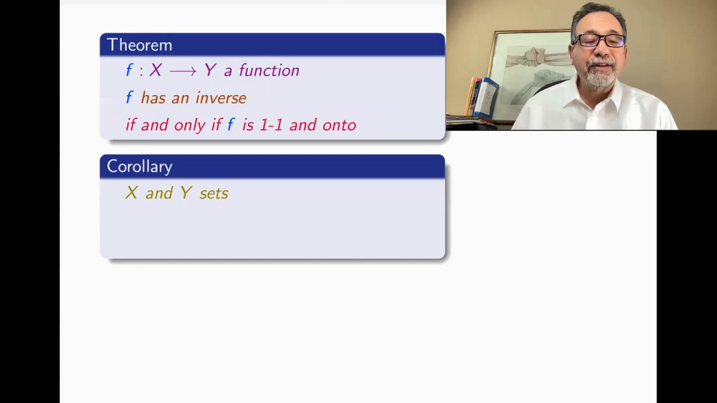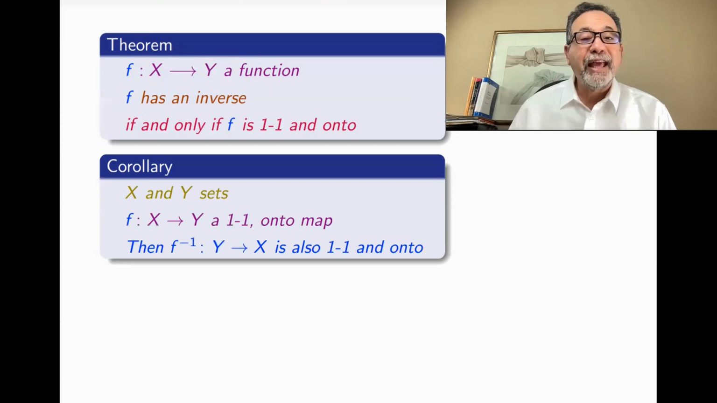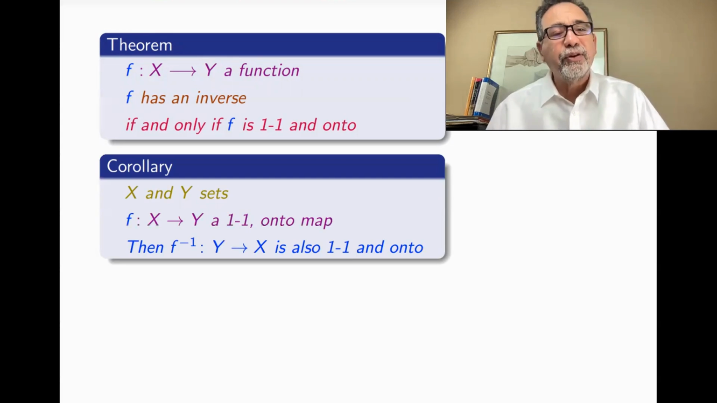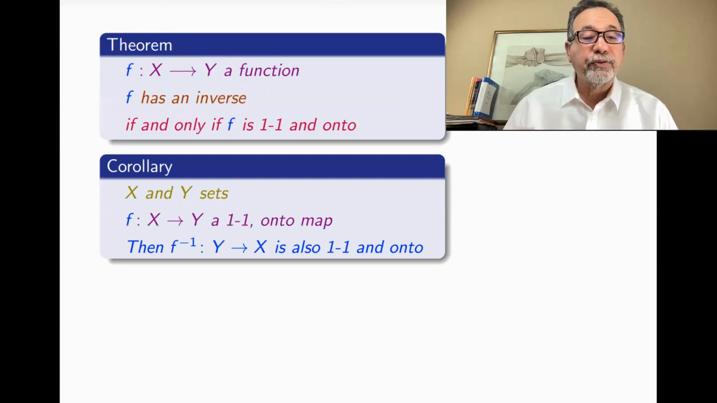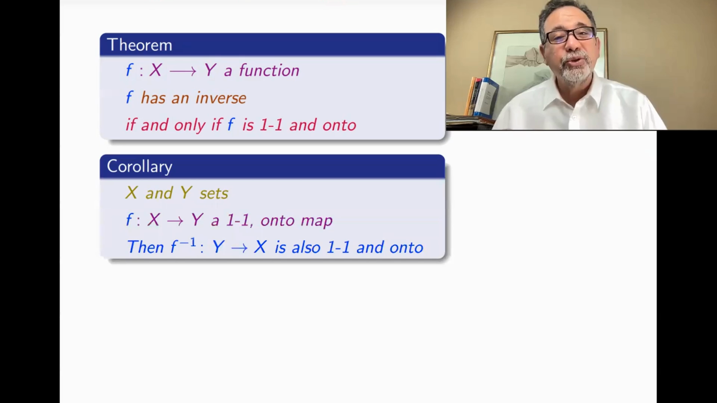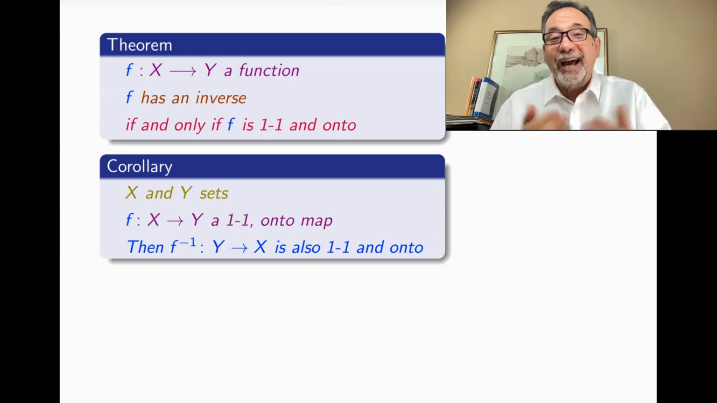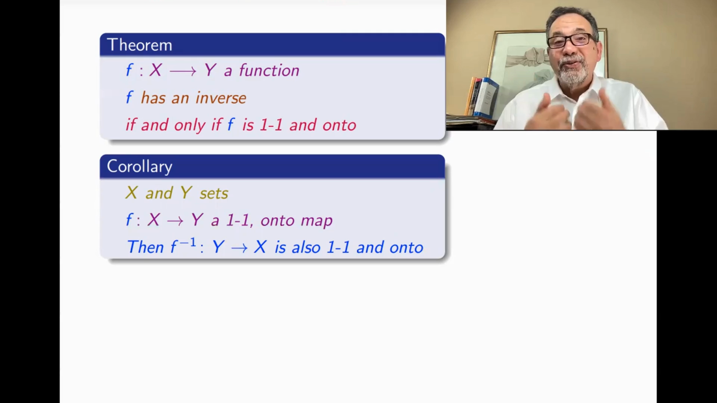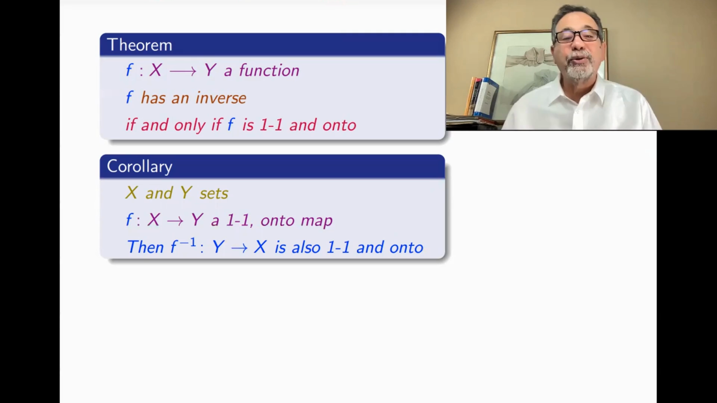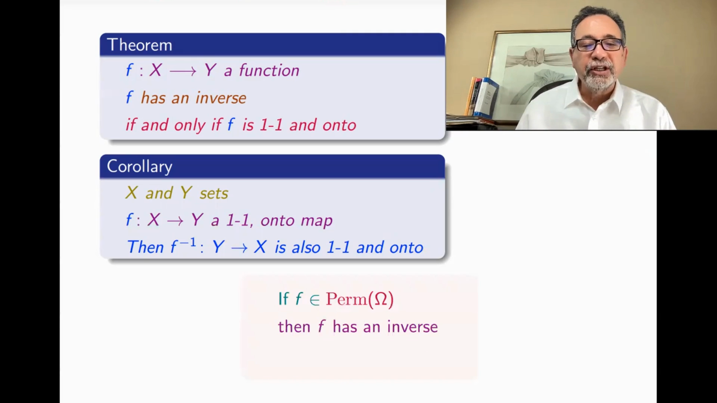A corollary to that is that if F is a 1-to-1 onto map, then F inverse is also 1-to-1 onto. Why does that follow? If you have a 1-to-1 onto map, then first of all, it'll have an inverse because it's 1-to-1 and onto. Why will that inverse be 1-to-1 and onto? Because that inverse has an inverse. What is that? That's the original map. That theorem tells us that this F that was 1-to-1 and onto has an inverse, but because the inverse of the inverse is the original function, that inverse is also 1-to-1 and onto, because that theorem was if and only if. If F is a permutation, then it's bijective and therefore it has an inverse. And not only that, F inverse is in Perm omega.